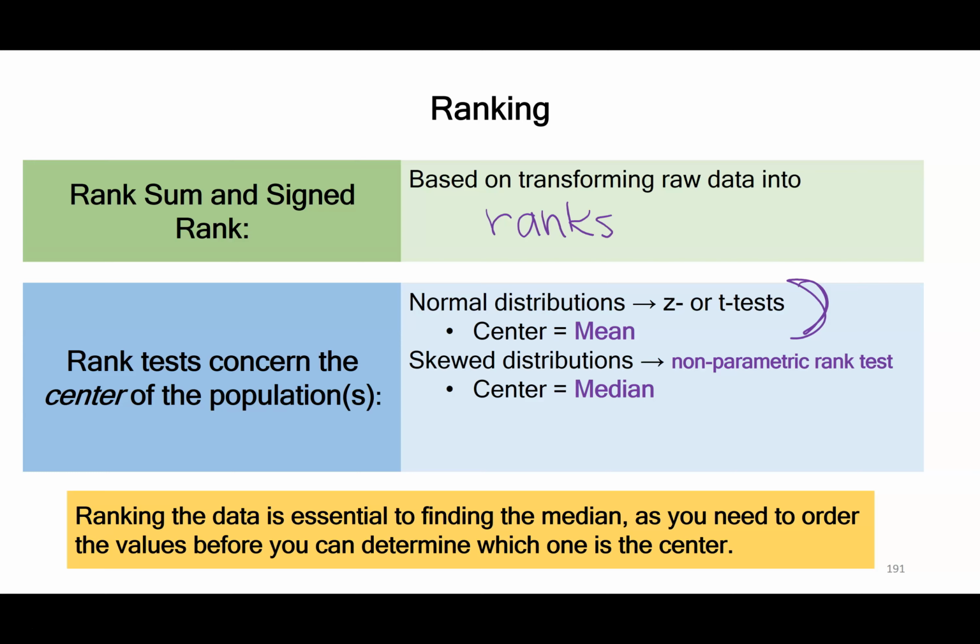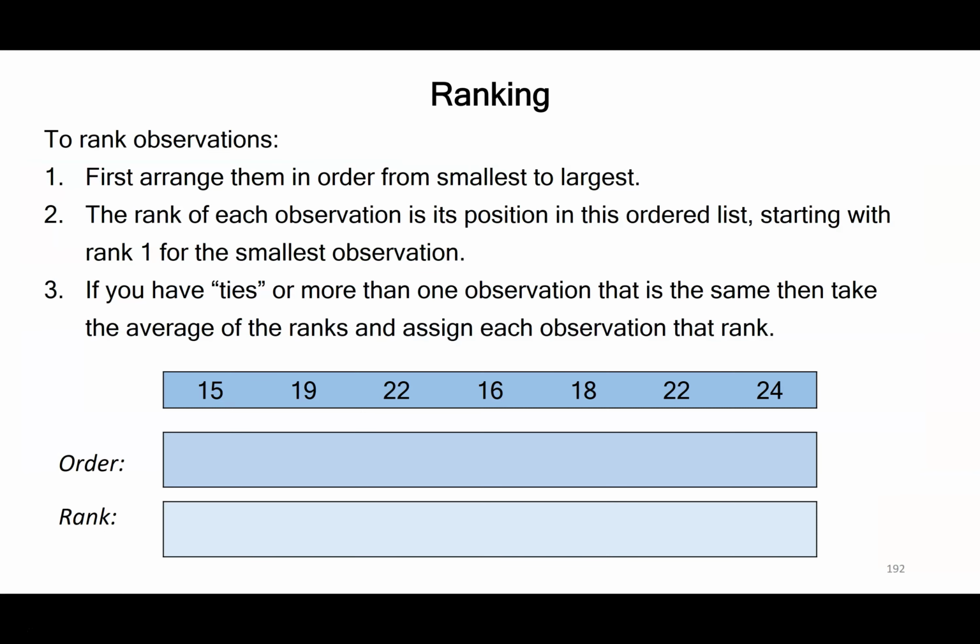So ranking the data is essential to helping find that median. One of the big things you have to do is put all of the values in order. You have to sort them from smallest to largest. So here's a really small case scenario. There are 7 values in this data set. Our first step is going to be arranging them in order from smallest to largest.